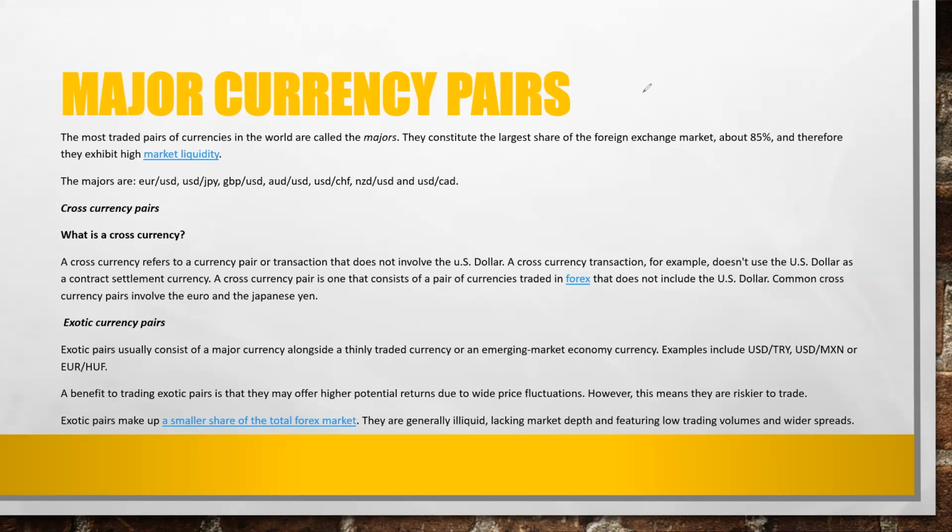A benefit of trading exotic pairs is that they offer higher potential returns due to the wide price fluctuations. However, this means they are also riskier to trade. Exotic pairs make up a smaller share of the total forex market. They are generally illiquid, lacking market depth, featuring low trading volumes, and they have bigger spreads.